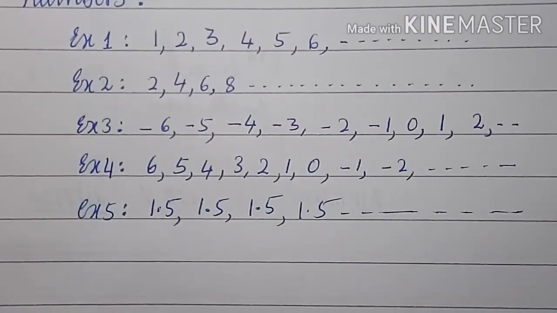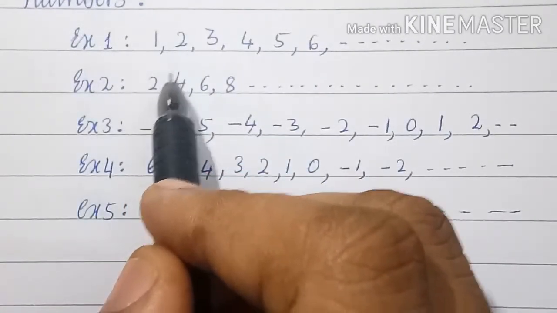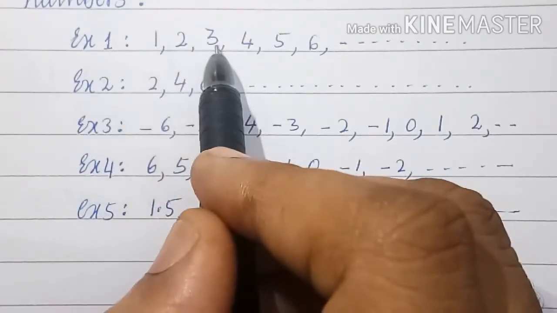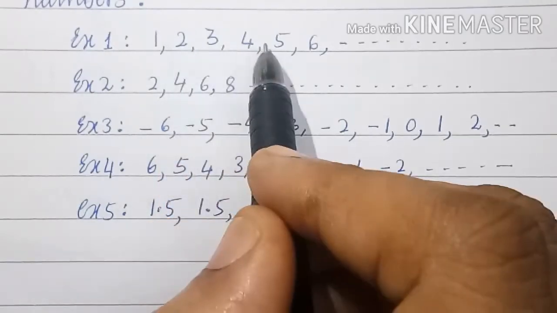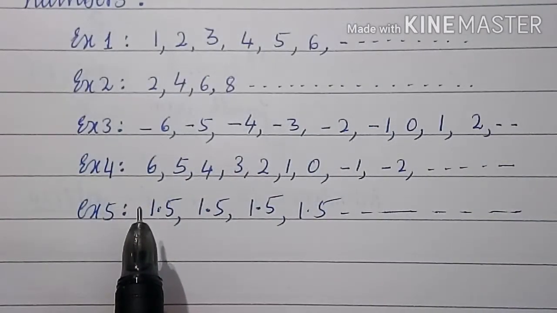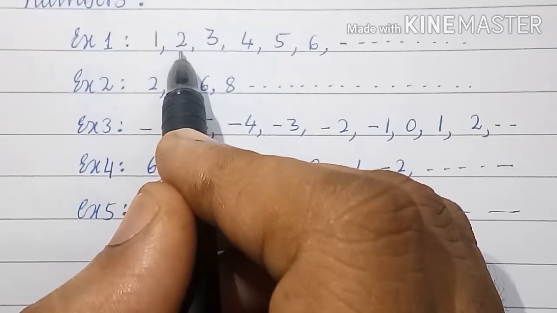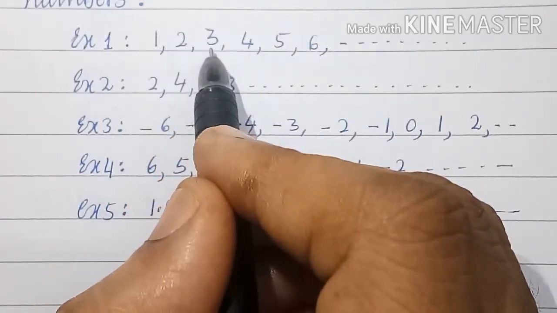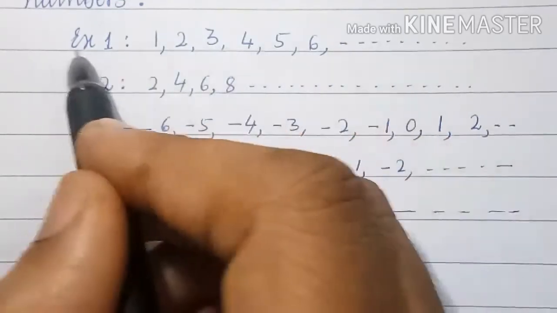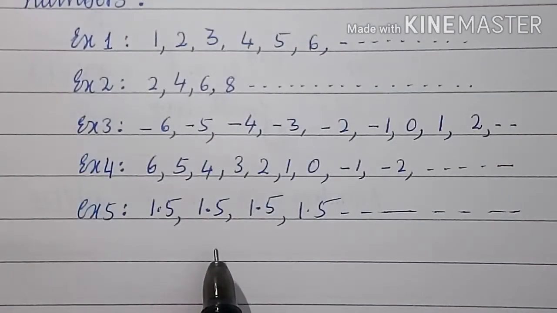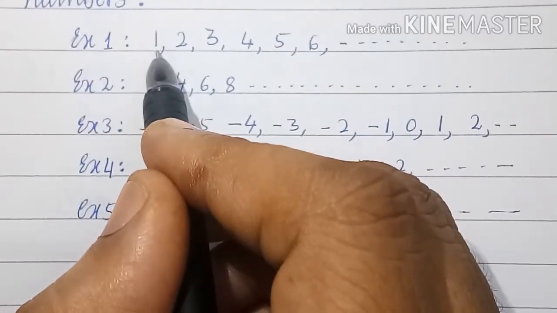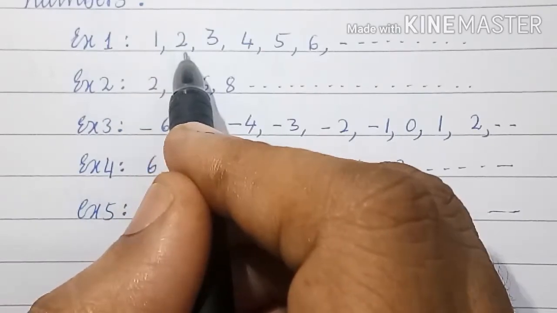Now let us observe this list of numbers. In example 1, 2 is obtained by adding 1 to the 1, 3 is obtained by adding 1 to the 2, 4 is obtained by adding 1 to the 3, and so on. So to the first number, if I add 1, I get second number. To the second number, if I add 1, I get third number. To the third number, if I add 1, I get fourth number, and so on. Here 1 is a fixed number, which I am adding to one term to get next term.